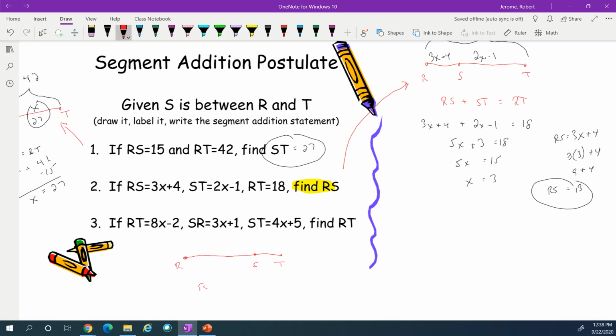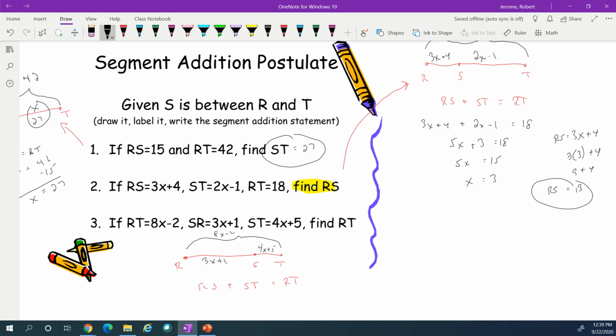That means RS plus ST equals RT. The directions did not change. The picture did not change. The segment addition statement did not change. RT, well, this time they gave me the whole thing first. So RT is 8x minus 2. SR is 3x plus 1. And ST is 4x plus 5.